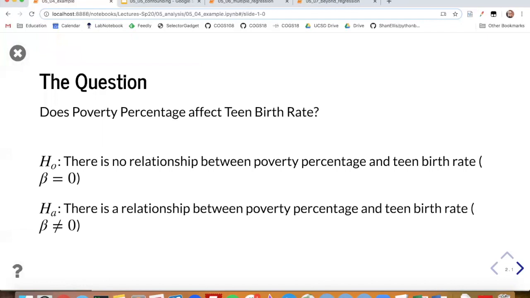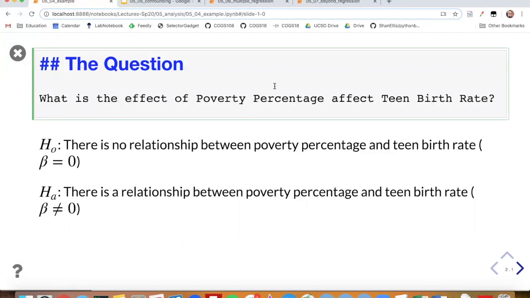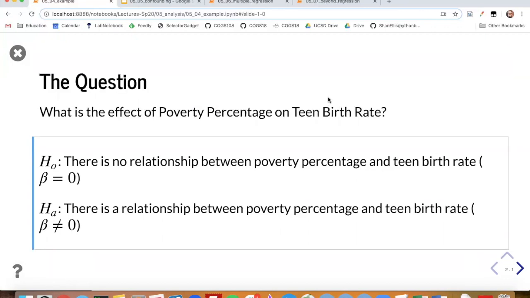Now, I said at the beginning of any question like this is to figure out what the null hypothesis is and what the alternative hypothesis is. And you might want to think, is this the perfect question? Should it be, does poverty percentage affect teen birth rate? Or maybe a better question would be, what is the effect of poverty percentage on teen birth rate, right? The effect could be 0 or it could be non-zero, which is how we get to our null and alternative hypothesis. So our null, no effect.